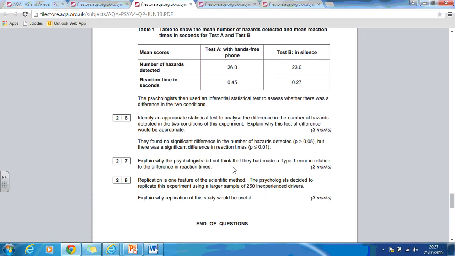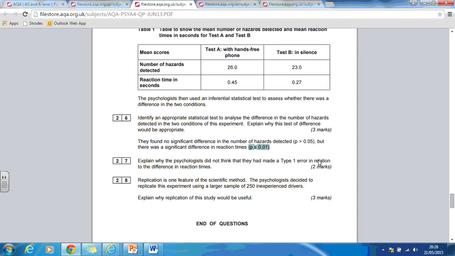The second one is, explain why psychologists did not make a type 1 error in relation to the difference in reaction times. So they found there was no significant difference in the hazards detected, at a probability of more than 0.05, but there was a significant difference in reaction times at 0.01. Basically, you need to say a type 1 error is failure to reject the null hypothesis. So why did they not fail to reject a true null hypothesis? Basically they didn't make the error of saying there was a difference when there really wasn't, and the reason is because of the probability value.